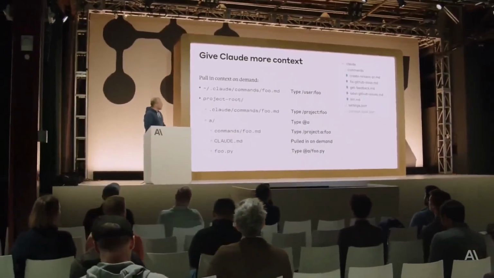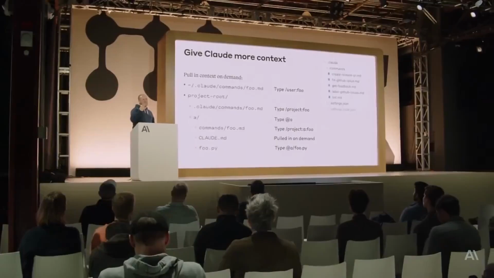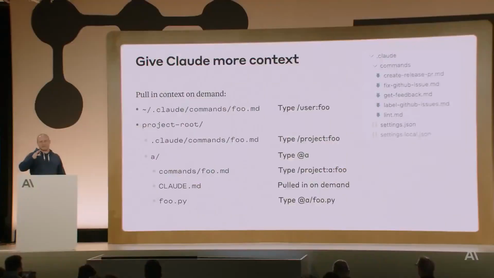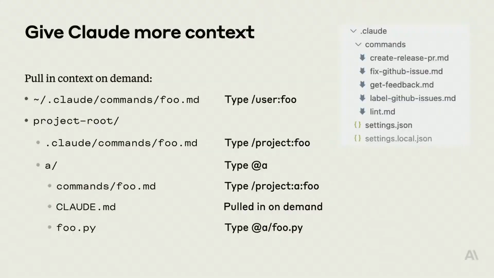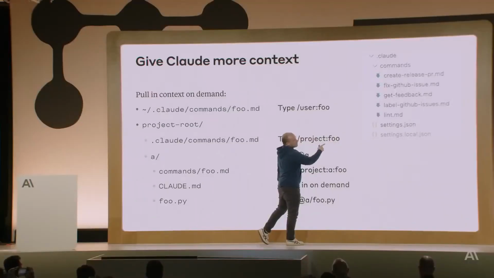There's a ton of ways to pull in context. I actually had a lot of trouble putting this slide together just to communicate the breadth of ways you can do this. But ClaudeMD is pulled in automatically. You can also use slash commands. So this is .claude/commands, and this can be in your home directory, or it can be checked into your project. And this is for slash commands. And over here, we have a few examples of the slash commands that we have in Claude Code itself.